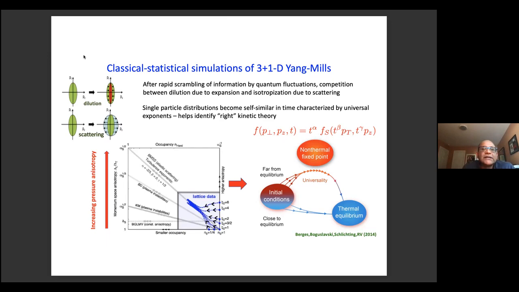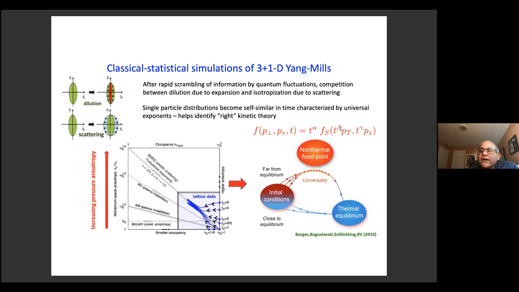Okay, so you find that there are two phenomena. One is a dilution occurring due to the expansion of the system, which tends to squeeze the PZ modes. And then there is scattering, which tends to fight against that. What you find is that the system, as a function of time, does not flow to equilibrium, but flows to a non-thermal fixed point, where the single particle distributions are not characterized by Pt and Pz, but by some self-similar quasi-stationary function, which is then characterized by these coefficients alpha, beta, and gamma.